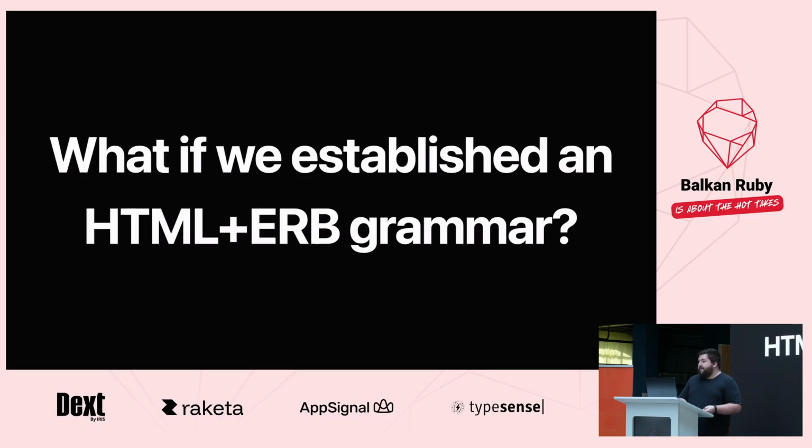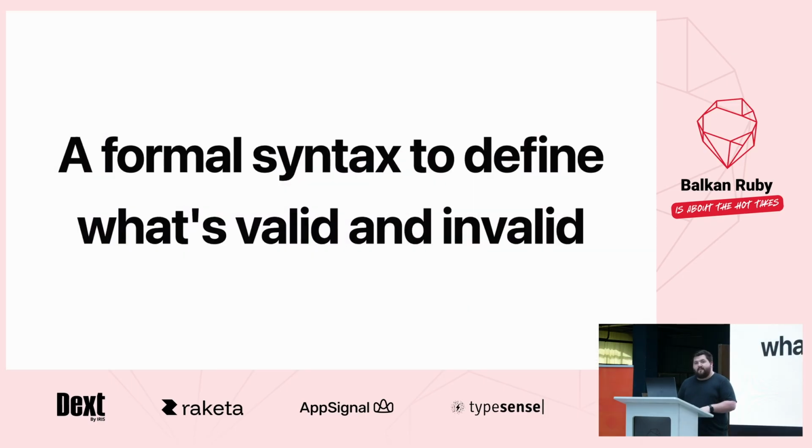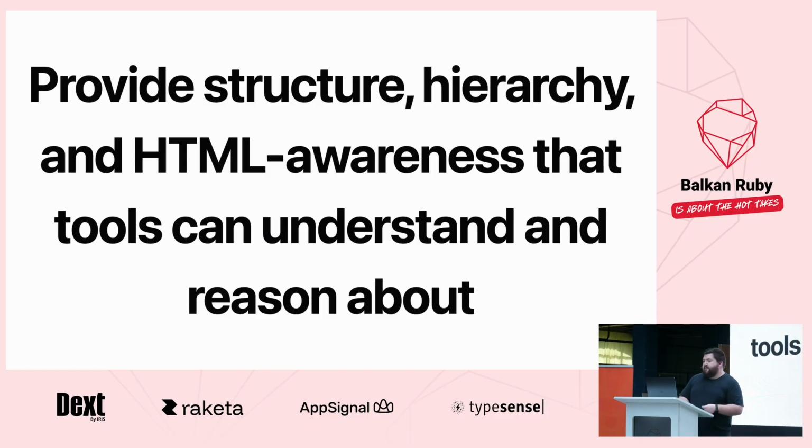And what if we established a more formal HTML ERB grammar to handle what is valid and what is invalid? A formal syntax to define what's valid and what's invalid. So we can provide structure, we can provide hierarchy, we have this HTML awareness, so our tools can reason about the structure and the hierarchy of these documents.